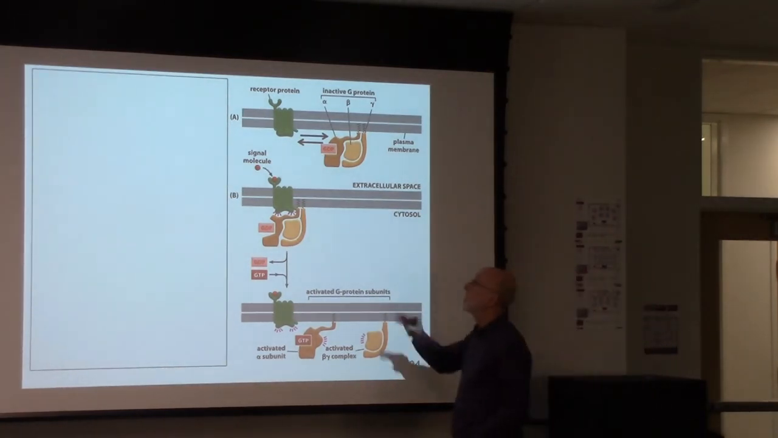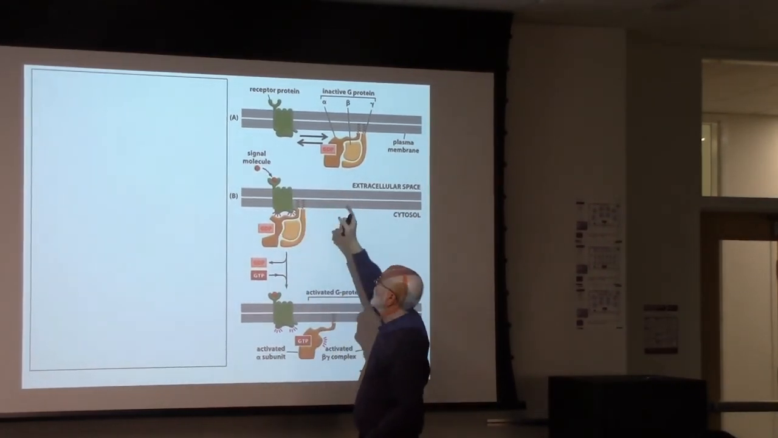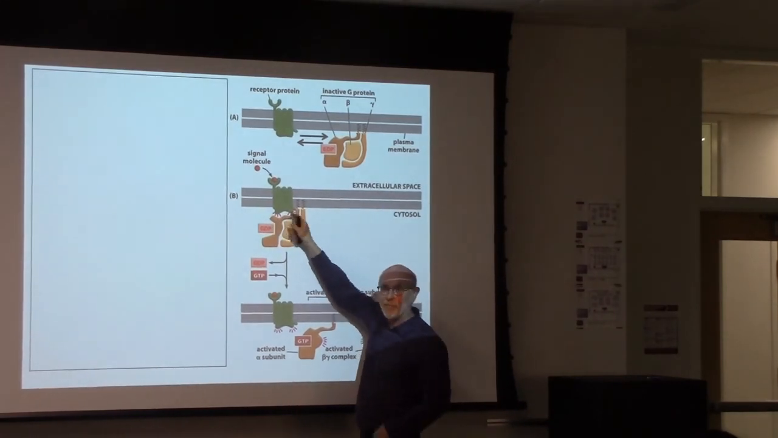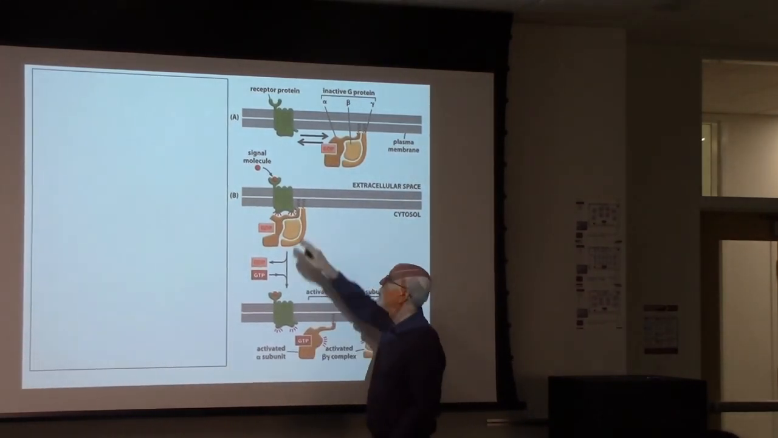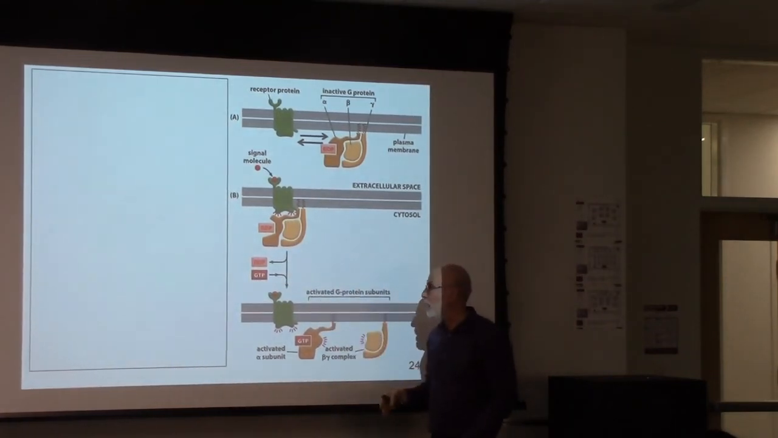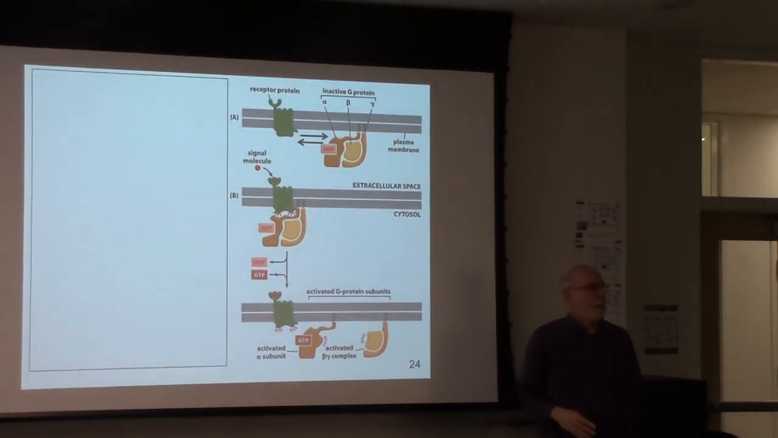Now, your job is to tell the story. What does this arrow represent? What happens? What do these red flashes represent? What's happening here? Tell the story that leads to this point of the G protein. Go ahead and work it out.